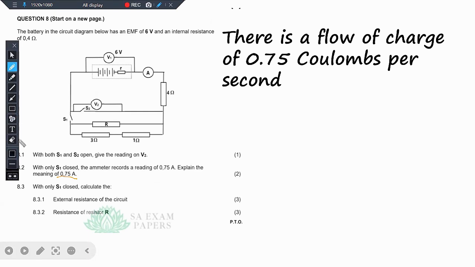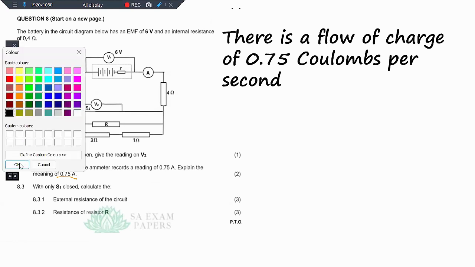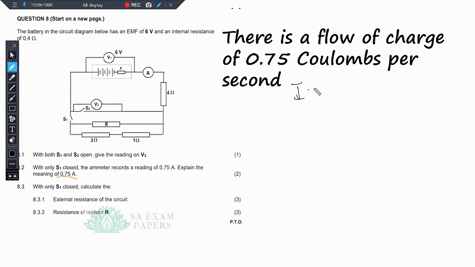Now, where do I get that? I get it from the fact that we know that current, I is equal to Q over delta t, is the rate of flow of charge, right? So the 0.75 amperes is the same as 0.75 coulombs per second. Remember, charge is given in coulombs and delta time is given in seconds. So the meaning of 0.75 amperes is that we have 0.75 coulombs of charge per second, right? Okay, so now let's proceed to 8.3.